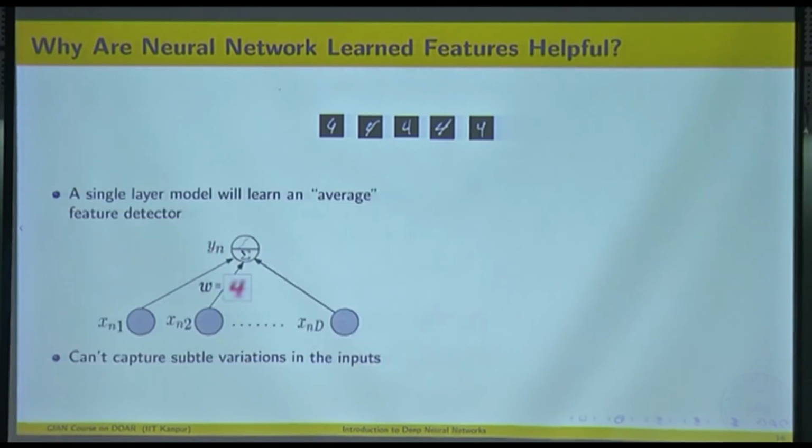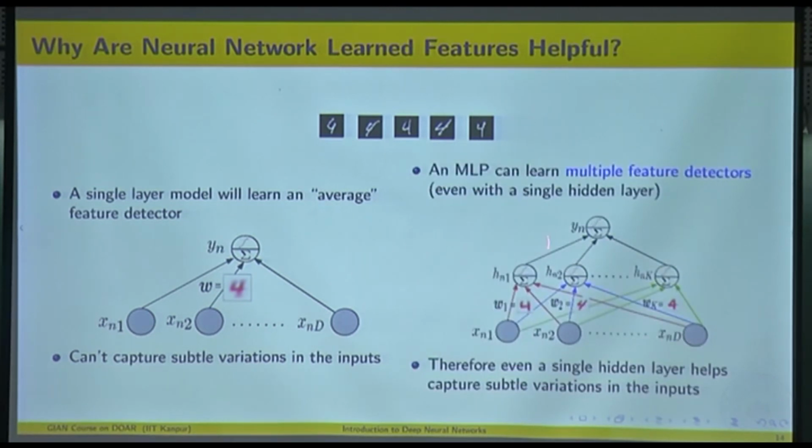Okay, so that's about it. I think I'm already running out of time, but this image is also showing you why neural networks are beneficial. I'll give you this very simple example that illustrates why having multiple hidden units, and maybe one or more hidden layers, helps. Suppose my task is to predict whether an image is a 4 or not. Suppose this is a binary classification task.